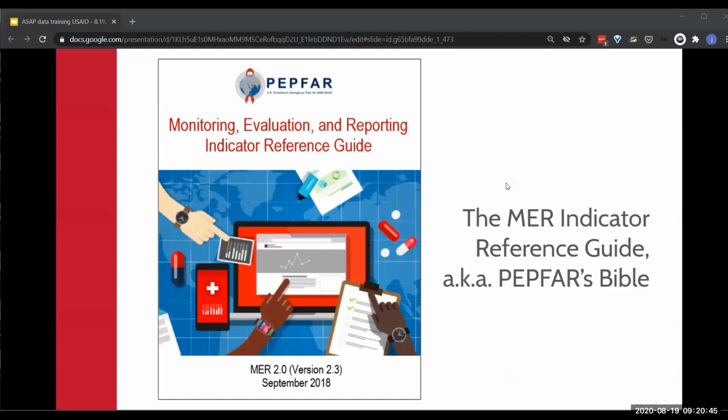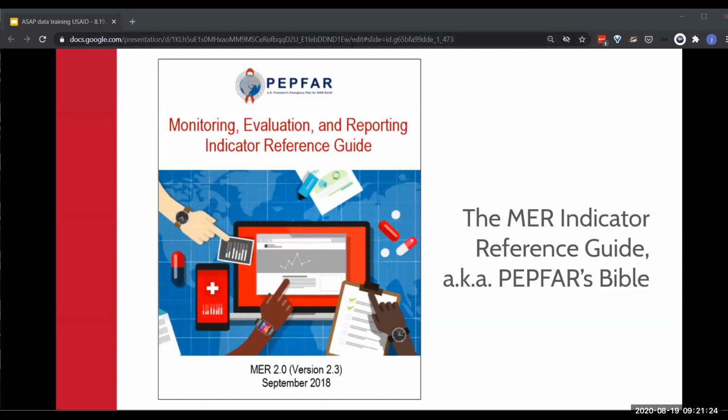So that brings us to, how do you know what the disaggregations are for certain indicators? This is the MER Indicator Reference Guide, and this is really PEPFAR's Bible. It's a very useful document, and I highly recommend that everyone on this call review it for the indicators for which you have targets. If you have a target for a MER indicator, you should really, really read that section of this document, because it will tell you everything you need to know about the indicators that you're going to be collecting data and entering data against.